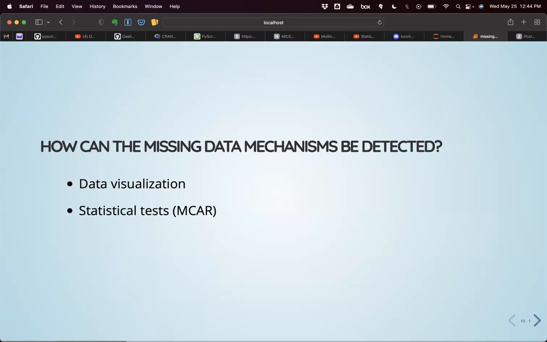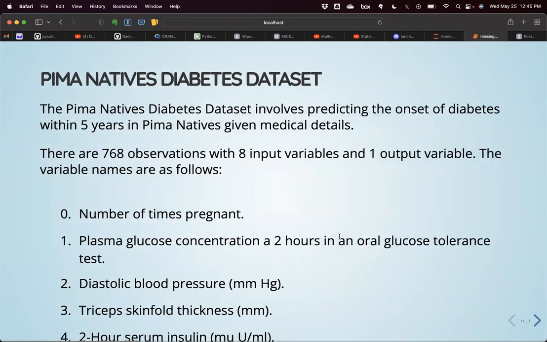There is no statistical test for MAR or MNAR. You have to try to visualize your data, and do some of what are called shadow matrices. There are some packages that help you with this, and we're going to see how it works.